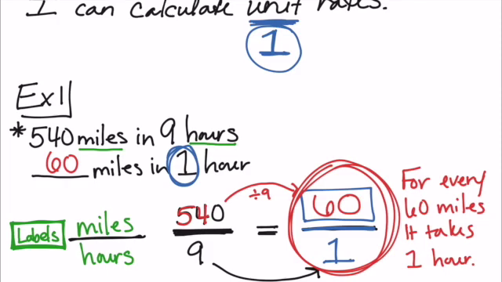So that line equals line is the most important part. That's how you're going to set up every unit rate problem. Even if you can do it in your head, you're still going to get points for setting these up. All right, example number 2. We're going to do 3.